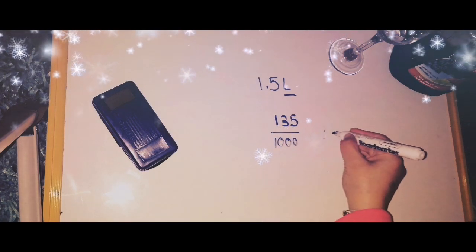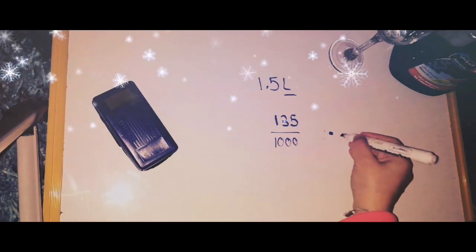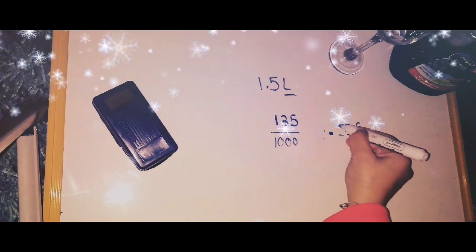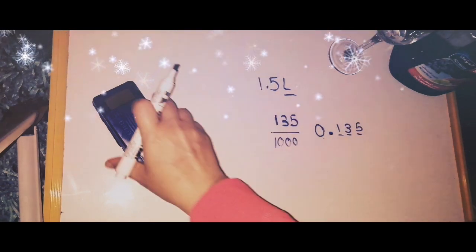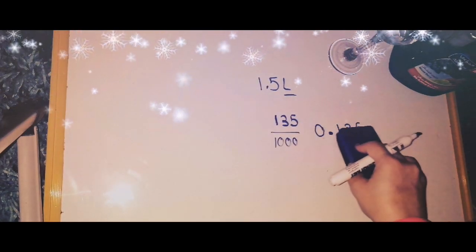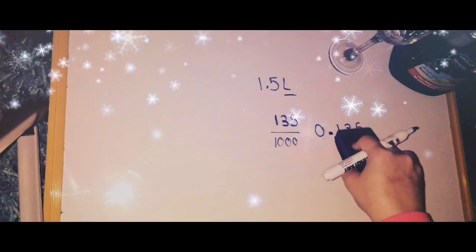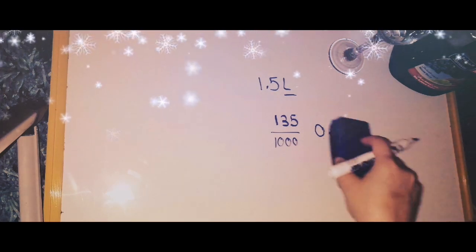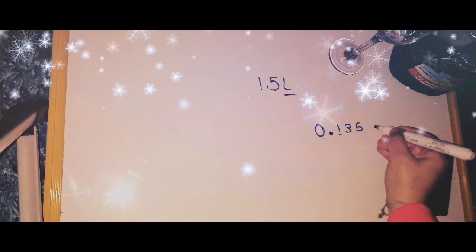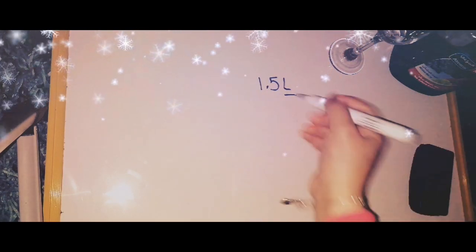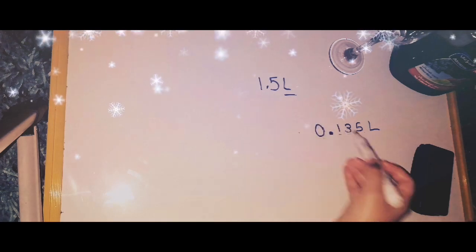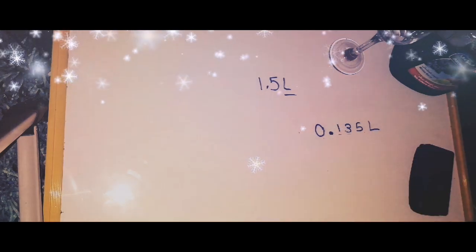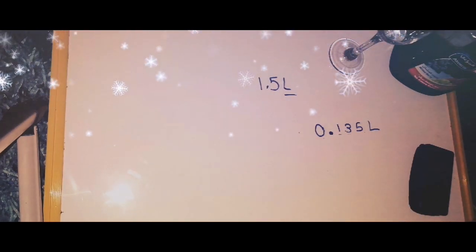I have 3 zeros, so I'm going to have the decimal point, and then 3 places starting from the right side: 5, 3, 1, and here I have nothing, so I'm going to put 0. So this is going to be 135 thousandths. Okay, so now both of them are liters. At the beginning I had 1.5 liter, and I have 0.135 liter left.